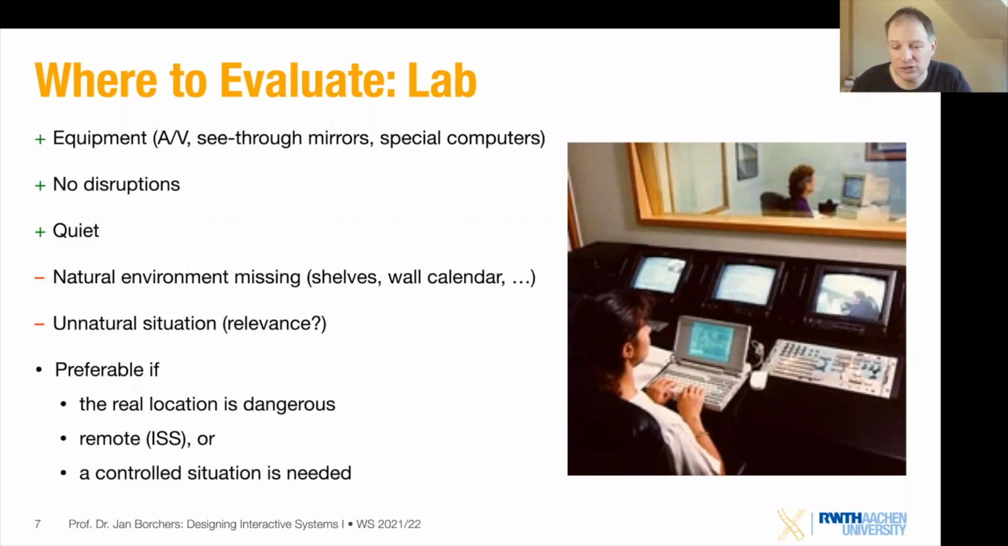Or sometimes you need a controlled situation. For example, if you want to figure out, is it faster to use a circular menu than a linear menu to select things, and you want to really measure things down to the millisecond, then you don't want any distractions. You really want the raw performance of users to just make that decision.